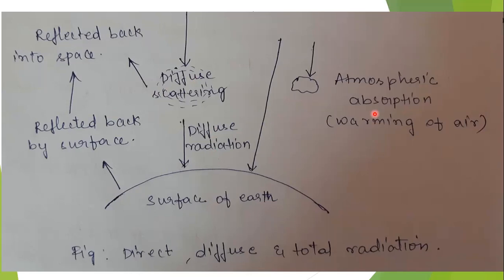Okay, in this here there is atmospheric absorption, because radiation entering into the atmosphere is partly absorbed by the molecules in the air. So it is called atmospheric absorption. In this, warming of air will be there. So these are the direct, diffuse and total radiations explained, that are hitting the surface of earth.